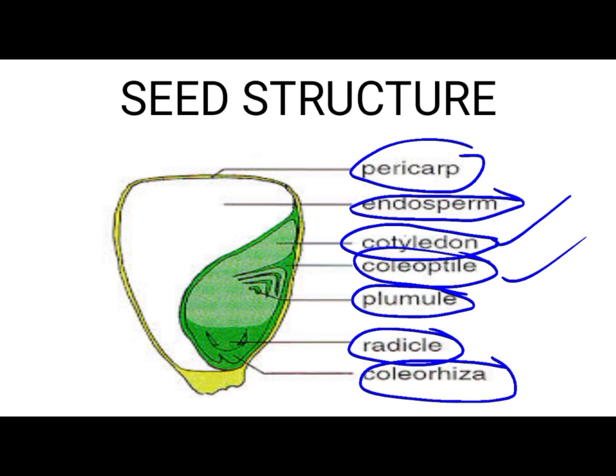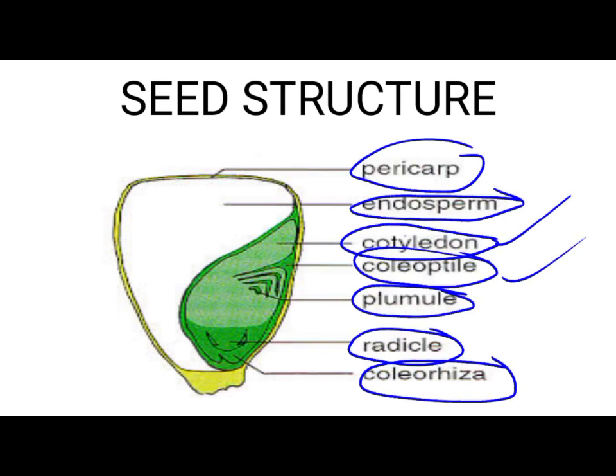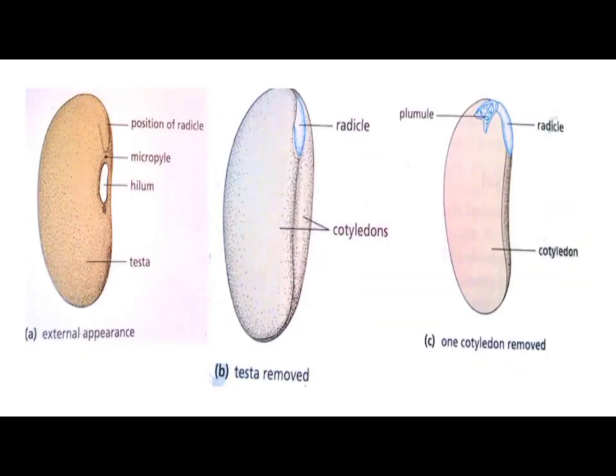Okay, so the one we have here is a monocot seed, and this is a maize seed. Here you have a dicot seed, and this is a bean seed. You have the position of the radicle. The radicle, I told you, will develop into the root. You have the micropyle. The micropyle is the structure that allows water to enter into the seed. You have the hilum. The hilum controls the content of water in the seed.